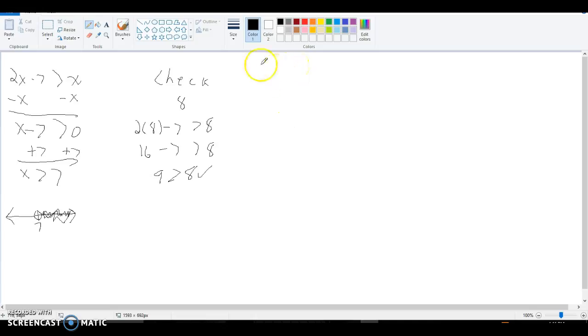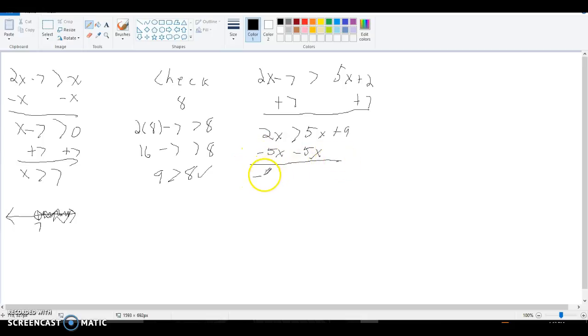So what happens if we have division solving for our variable? Well, let's find out. Let's take our previous example and expand on it. We'll have 2x minus 7 is greater than 5x plus 2. So again, we want to isolate our variable. So we're going to add 7 to both sides, which will give us 2x is greater than 5x plus 9. Then we'll subtract 5x from both sides, which will give us negative 3x is greater than 9.